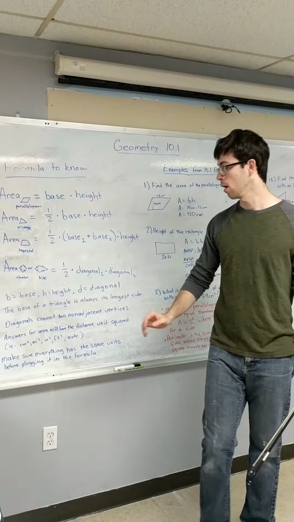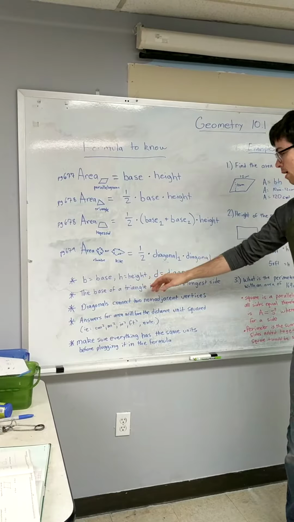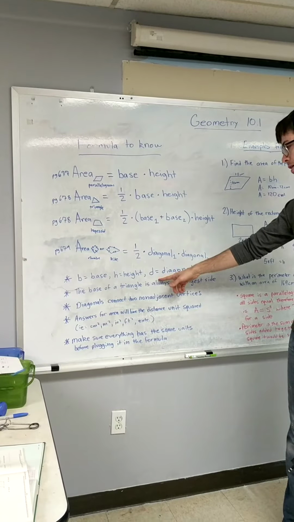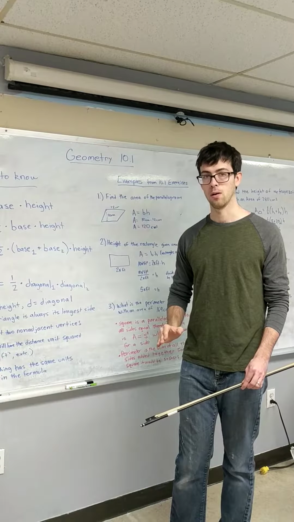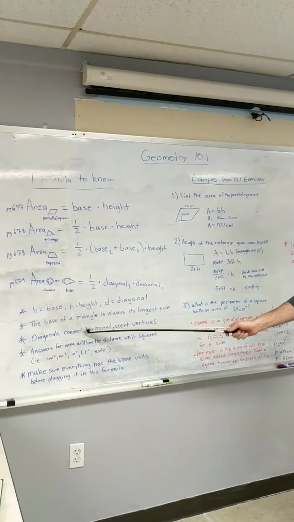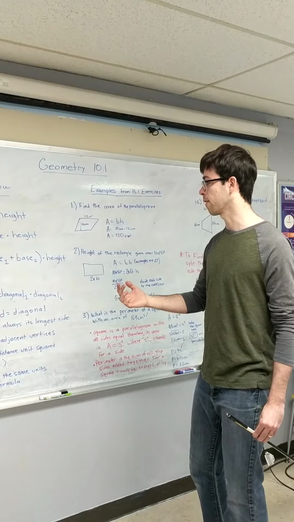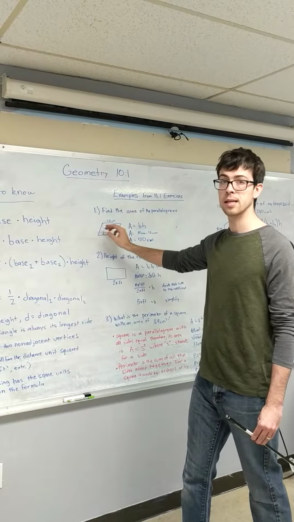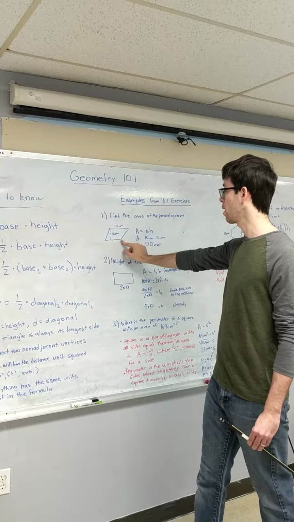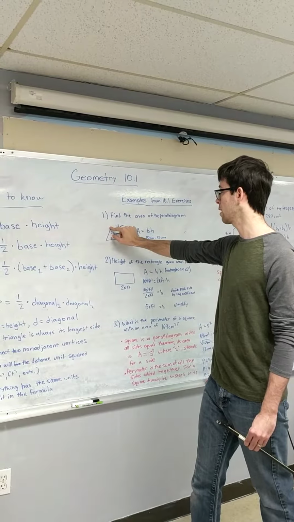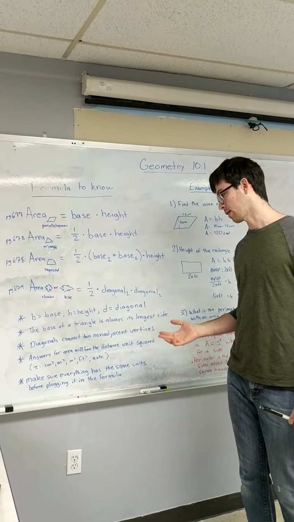Some other important things to know. Base is symbolized by the letter B, height is symbolized by the letter H, and a diagonal is symbolized by the letter D. The base of a triangle will always be the longest side of the triangle. Alright? Diagonals connect two non-adjacent vertices. Remember, we talked about how a vertex was the point that 2 lines connected at. The non-adjacent point in this parallelogram would be the one on its opposite side. So the diagonal would be a line going from here to here. Okay? This is a review from chapter 6.